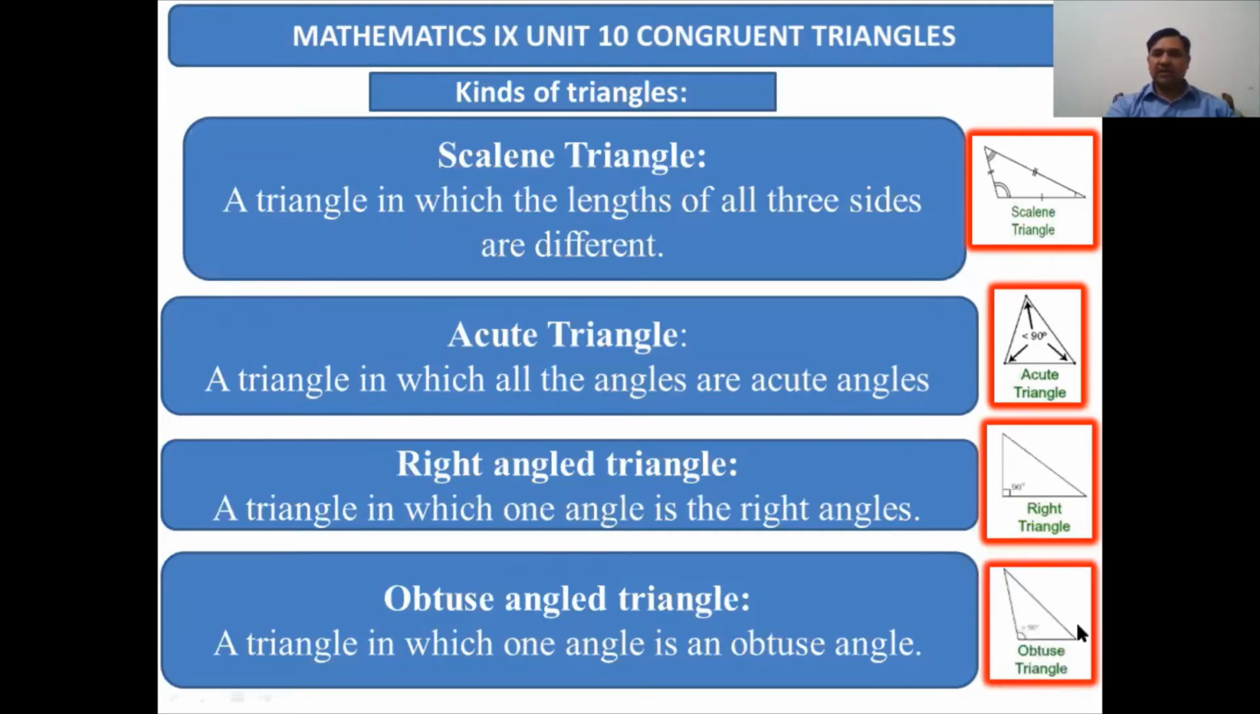So this angle is greater than 90 degrees. So this triangle is an obtuse angle triangle. So this is about the kinds of a triangle. So now we'll discuss the 1-1 correspondence. What is the 1-1 correspondence between 2 triangles?